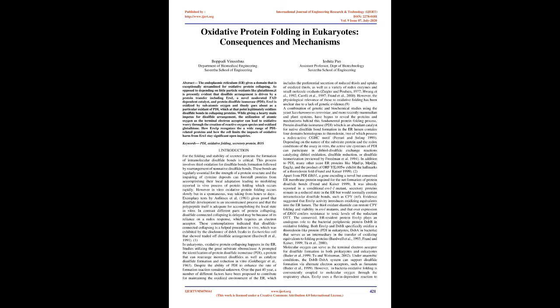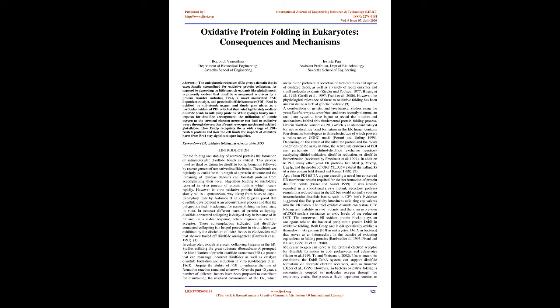In eukaryotes, oxidative protein folding happens in the ER. Studies using the classic substrate ribonuclease A led to the identification of protein disulfide isomerase, PDI, a protein that can rearrange incorrect disulfides as well as catalyze disulfide formation and reduction in vitro, Goldberger et al., 1963. Despite the ability of PDI to enhance the rate of formation, the source of oxidizing equivalents remained unknown.